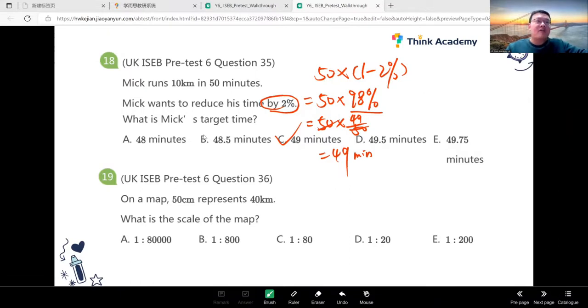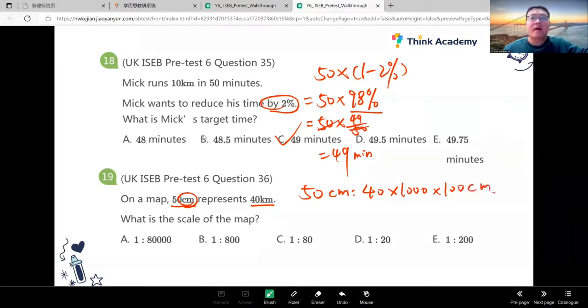Next question. On the map, 50 centimeters represents 40 kilometers. What is the scale of the map? So that means you have to convert this unit into the same. Let's convert them all into centimeters. Okay. So that can be 50 centimeters to, we know that is 40 kilometers. And if you times 1,000, that will be meters. And then times 100, that will be centimeters.